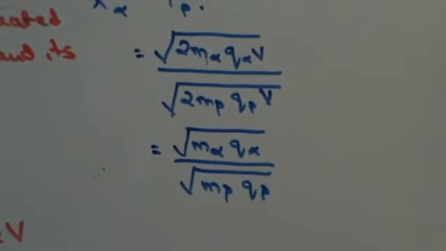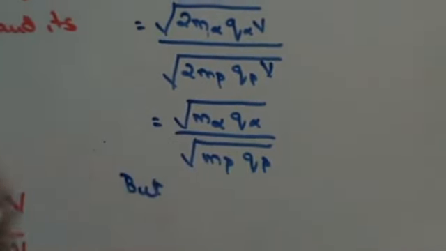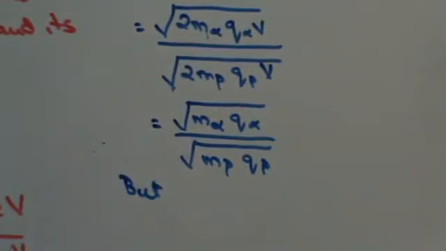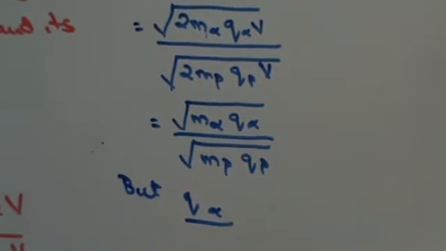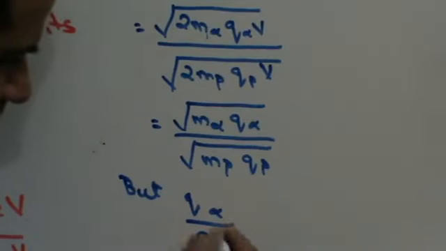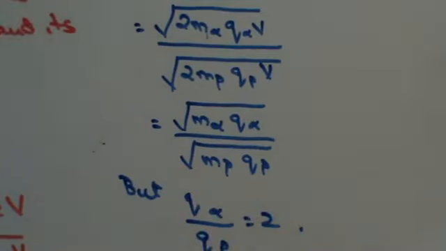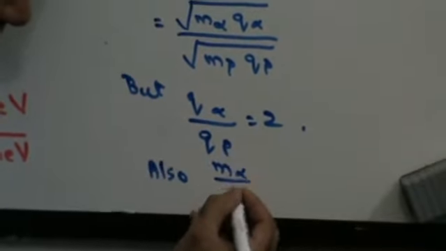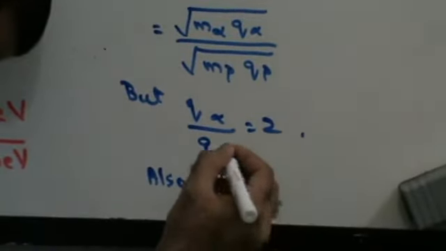Now, but we know, guys, that the charge on alpha particle is nothing but twice the charge on proton. Proton is nothing but a hydrogen atom. Alpha particle has twice the number of electrons as that of hydrogen atom. Therefore, I can say that Q alpha upon Qp is 2. We also know that the mass of alpha particle upon mass of proton is nothing but 4.